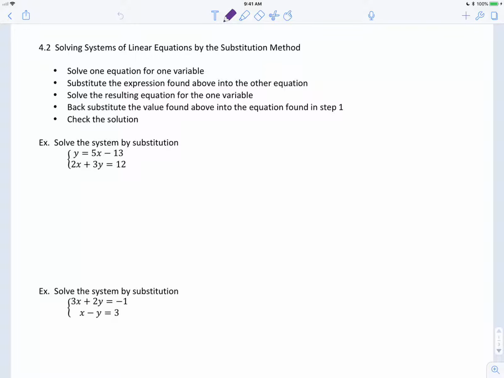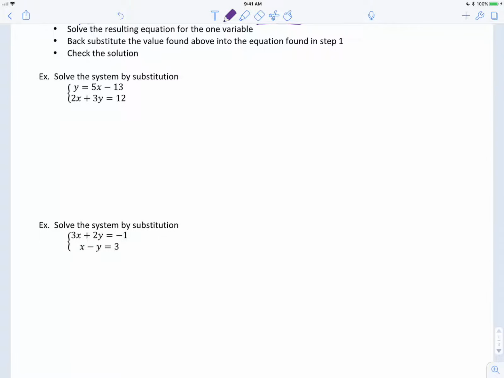So when we're using the substitution method, what we're going to do is solve one of the equations for one of the variables. And then whatever expression we come up with for that variable, we're going to substitute it back into the other equation. And that will result in just one variable being in that last equation that we just created. And when we're down to just one variable, then we can solve for it. And then once we solve for one variable, we can go back and put it in and solve for the other variable. And then we can check our solutions.